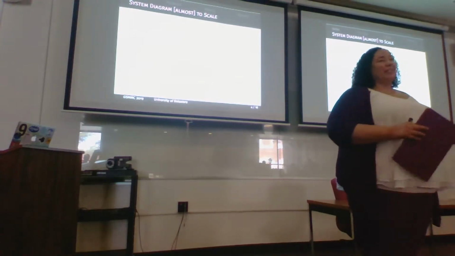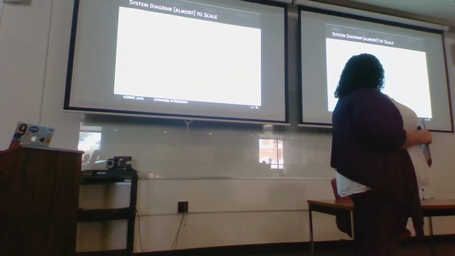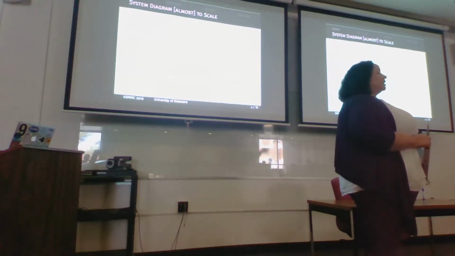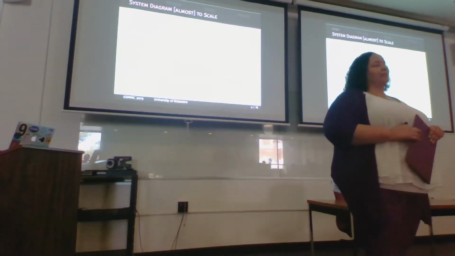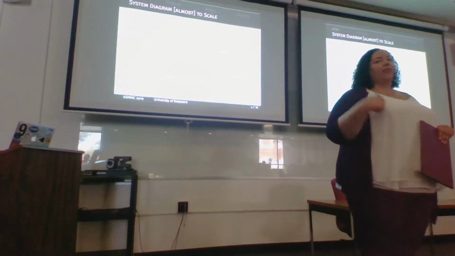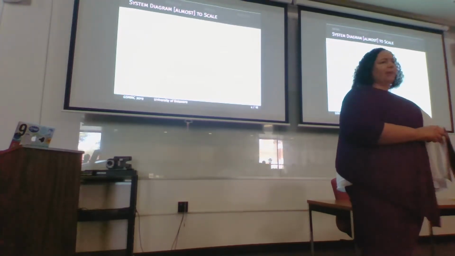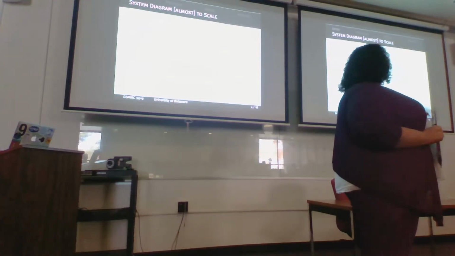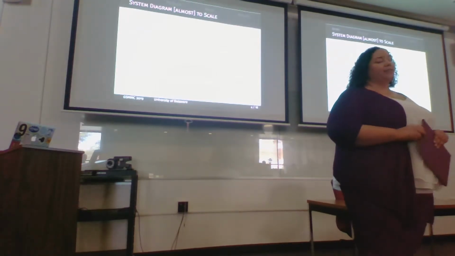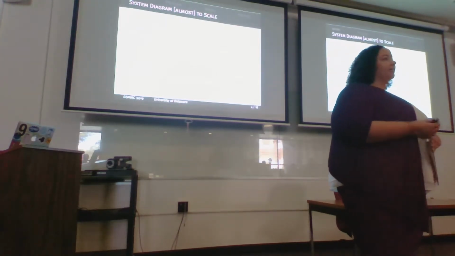Here's a slightly more to scale model. It's still not quite to scale. The pre-lens tear film and the post-lens tear film are very, very thin compared to the contact lens. The contact lens is about 200 micrometers, and the pre-lens and post-lens are about 5. So there's quite a big difference in size there.